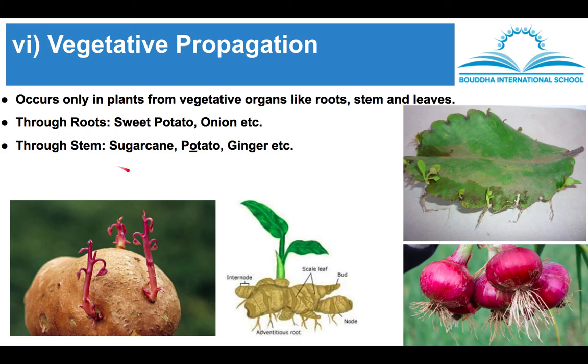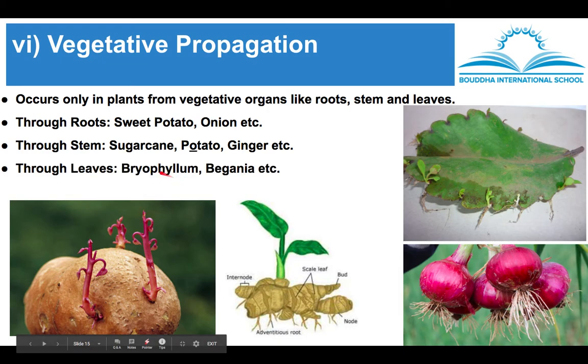Similarly, through stem, potato. This is potato, and potato is a stem. If you cut it into pieces, and if you put each piece into the soil, you can get a new plant. Ginger is also a stem. If you put it into the mud, you can get a new plant. Similarly, through leaves, this is the example of bryophyllum leaf, and here the leaf has got buds. If you put this leaf in mud, it can generate a new plant. So this is how vegetative propagation takes place, helping in asexual reproduction.